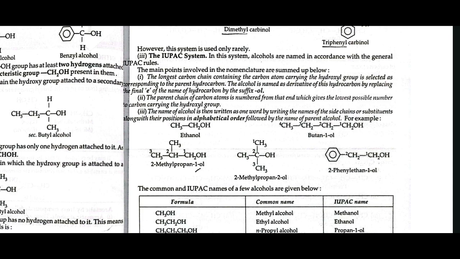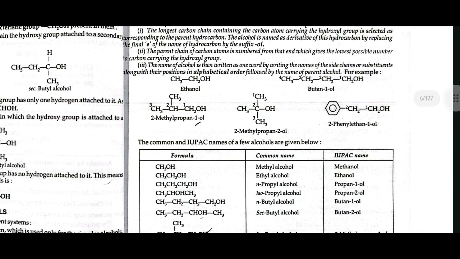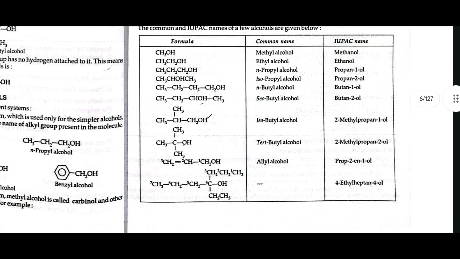The parent chain of carbon atoms is numbered from that end which gives the lowest possible number to the carbon carrying the hydroxyl group. The name of the alcohol is then written as one word by writing the names of the side chains or substituents along with the position in alphabetical order, followed by the name of the parent alcohol. For example, ethanol, butanol, 2-methylpropan-1-ol, 2-methylpropan-2-ol, etc.